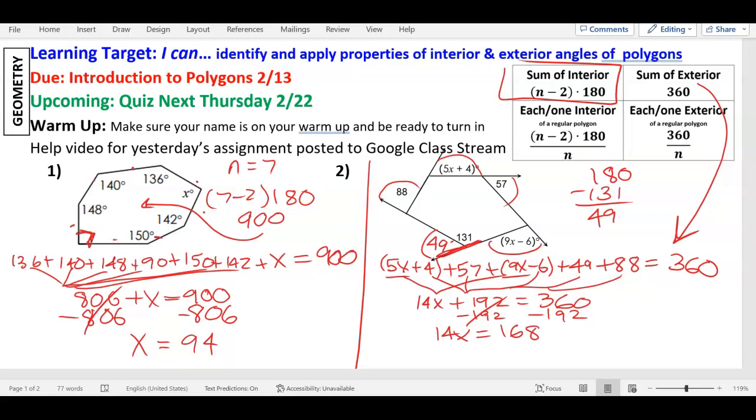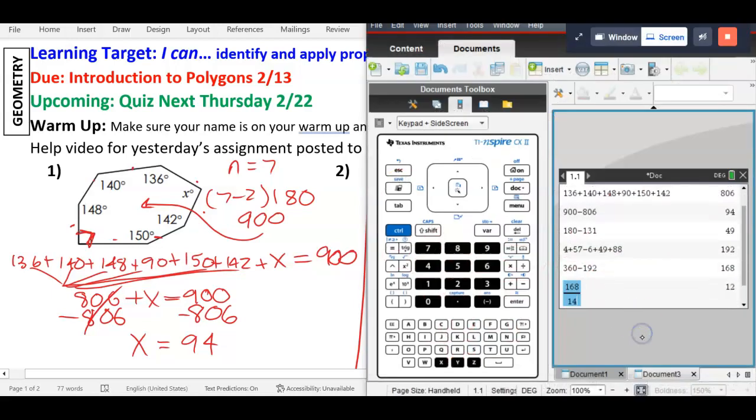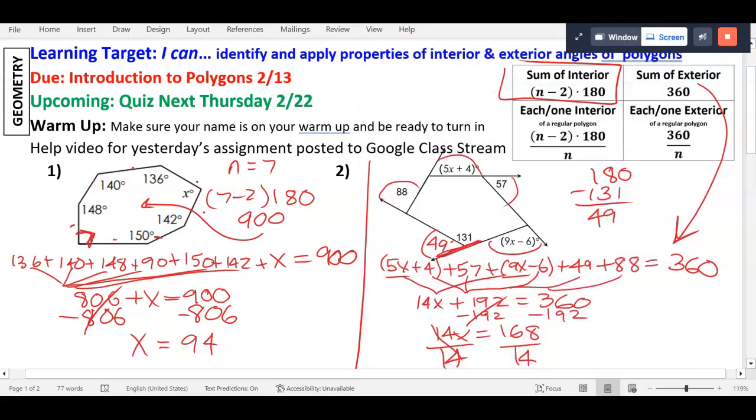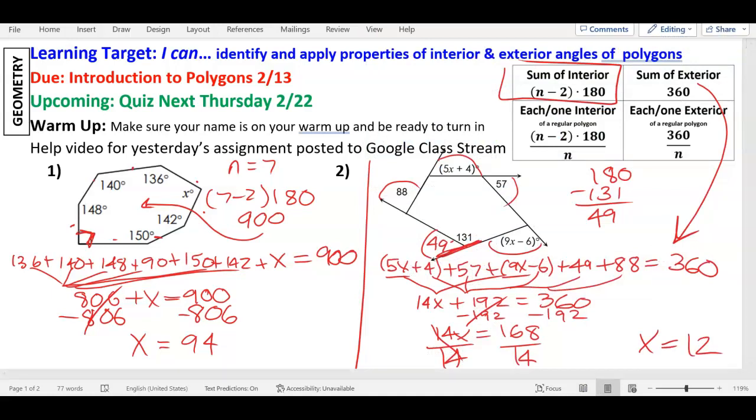Last step. How do I get rid of that 14? Divide is correct. So divide by 14. And then I got to figure out 168 divided by 14, which I already got, is 12. Okay? We figured out x. If they asked you to, you could plug x back in to figure out those other missing angles. Okay? But that's it for the warm-up. Please keep this stuff in mind when you're doing the back of the assignment.